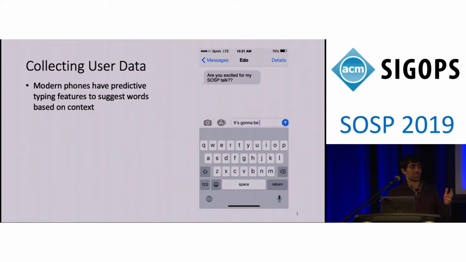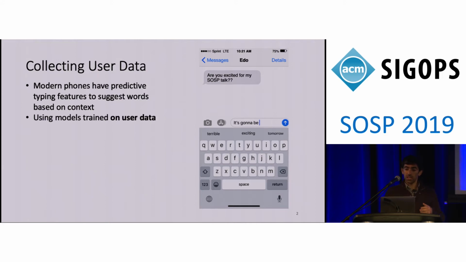Modern phones, like the ones that probably all of us have in our pockets right now, often have predictive typing features. And these are going to suggest words based on what we've typed in the past and what we're likely to type in the future. So in this made-up example here I have on the screenshot, I've texted my friend about this talk, and it's going to pop up a few suggestions based on what will complete the sentence. So here's some possible adjectives that it could potentially suggest.